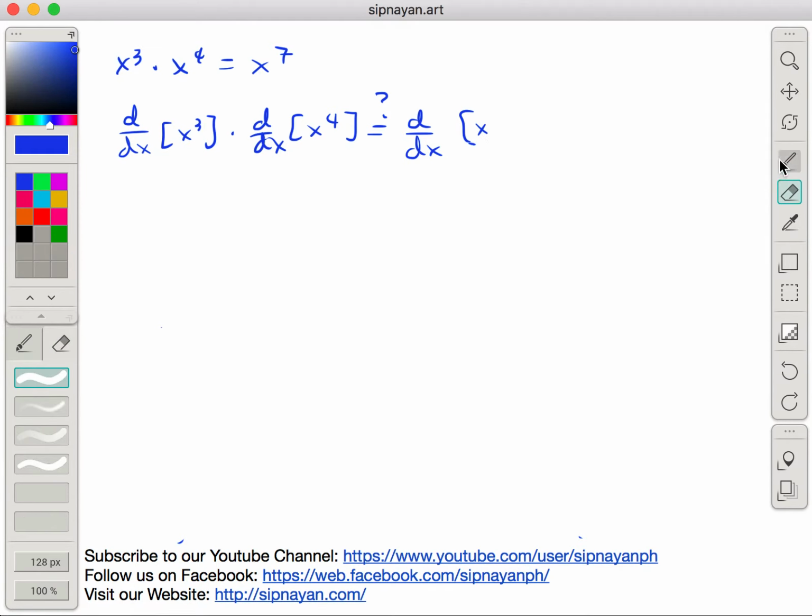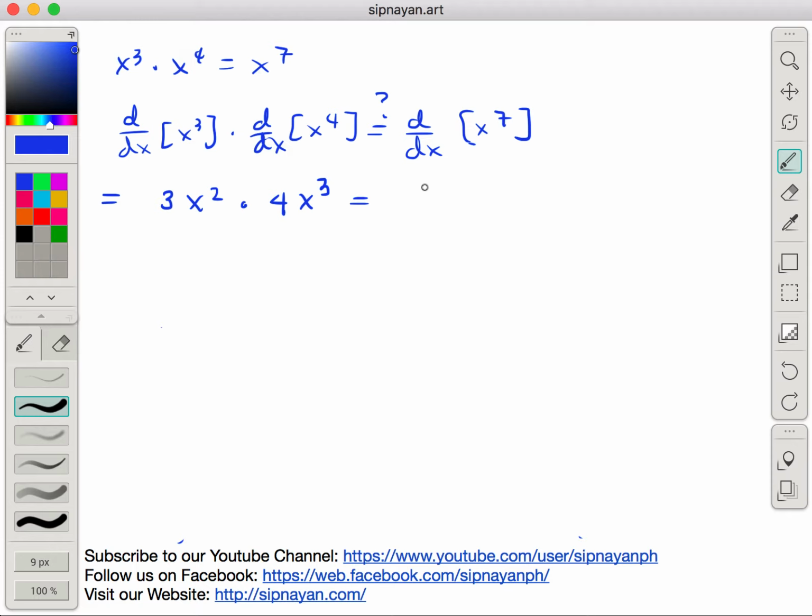X to the seventh. Okay, so tingnan natin, no? What is the derivative of x cubed? So by the power rule, we have, bababa natin to, magiging 3. Ang exponent niya mababawasan na isa. So magiging 3x squared times, ito rin by the power rule, baba natin yung 4, tapos yung exponent ng x mababawasan na isa. So 4x cubed. What about this one? So 7 and then x. Bawasan na isa, 6.